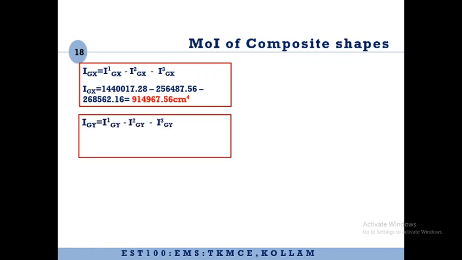Similarly, to find Igy, we write the equation and simply substitute the values. We will be getting the answer as 150,6902.57 centimeter raised to 4.